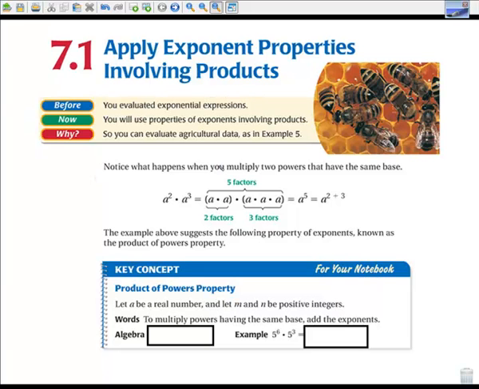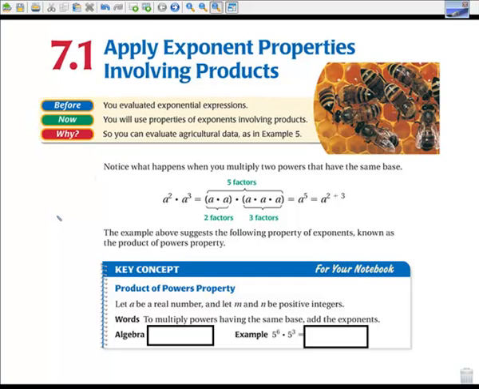Lesson 7.1 is applying exponent properties involving products, and we know that a product is what we get when we multiply, and the parts that we multiply are called the factors. So here, notice what happens when you multiply two powers that have the same base. Let's review just a little bit.